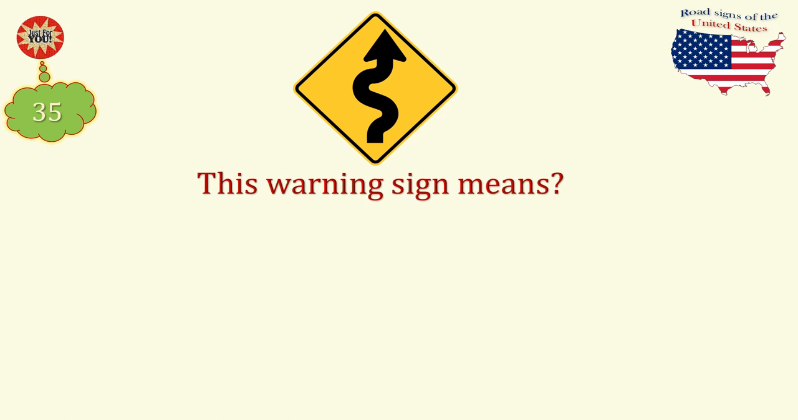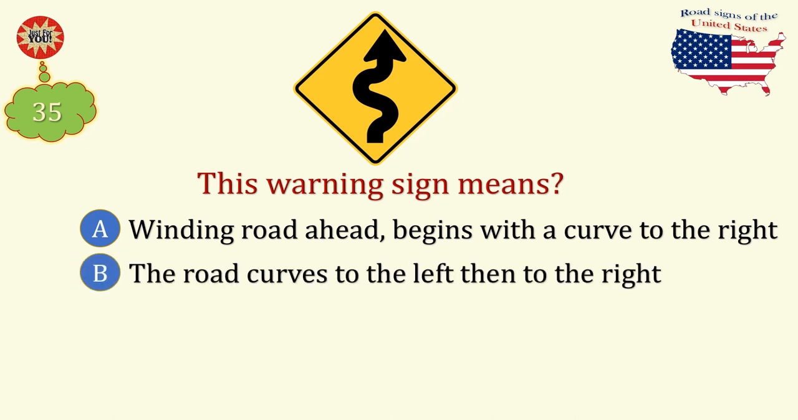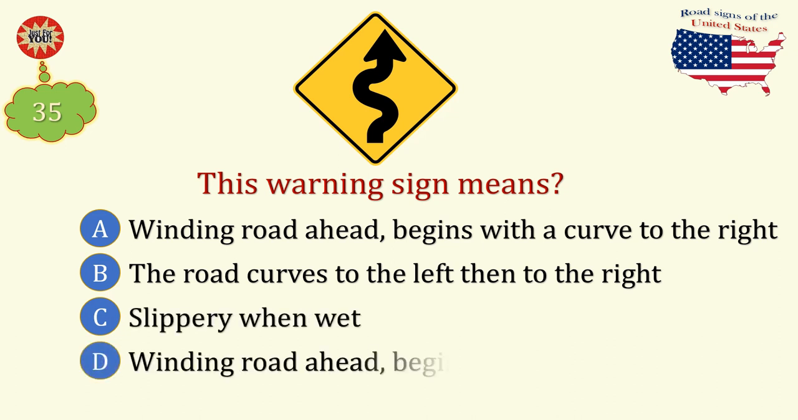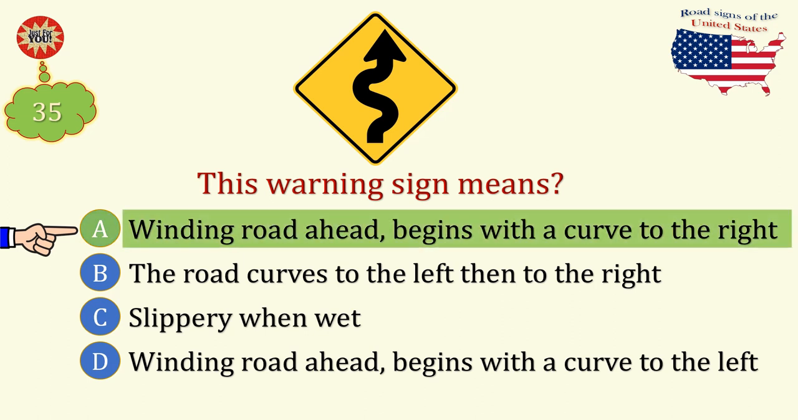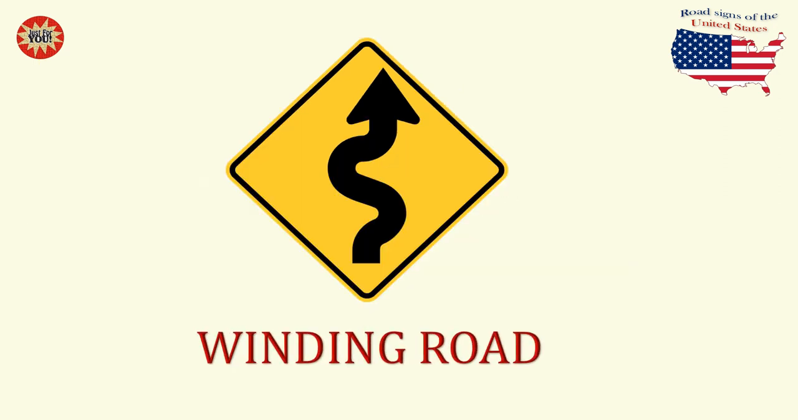This warning sign means? A. Winding road ahead, begins with a curve to the right. B. The road curves to the left then to the right. C. Slippery when wet. D. Winding road ahead, begins with a curve to the left. The correct answer: A. Winding road ahead, begins with a curve to the right. Winding road.